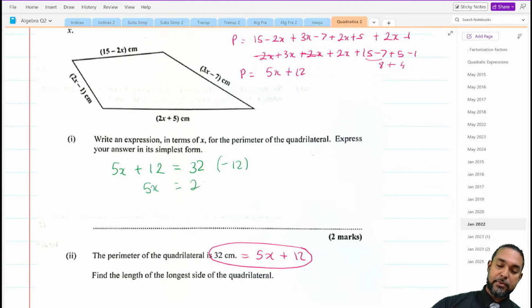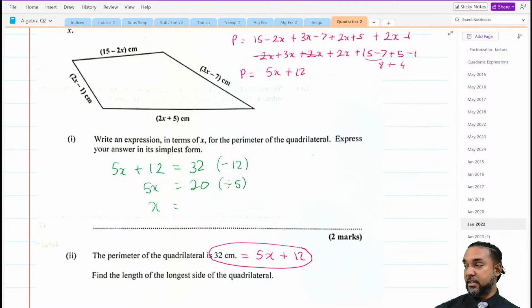32 minus 12 is 20. We have to remove the 5. How is the 5 attached? Multiplication. How do we remove something attached by multiplication? We use division. When we divide by 5 here, it'll cancel, leaving us with x. And of course, whatever happens to one side of an equation must happen on the next side. 20 divided by 5 is 4. So x is 4, but you're not done because they're asking what is the length of the longest side.